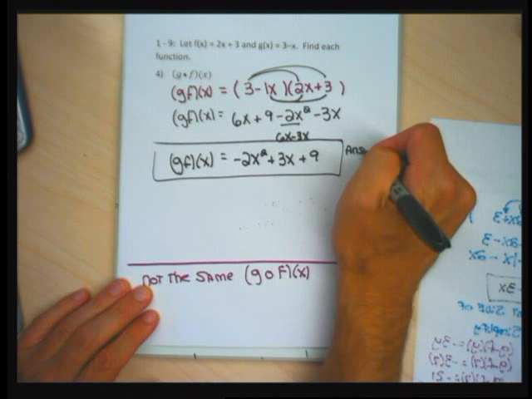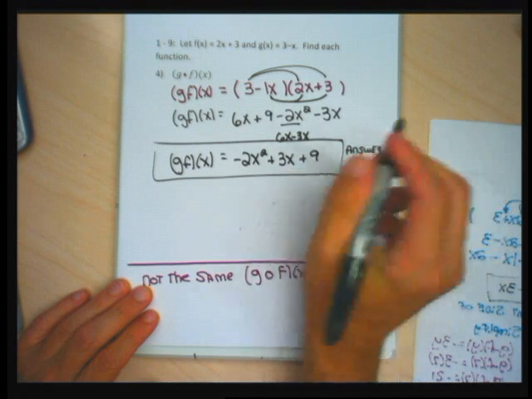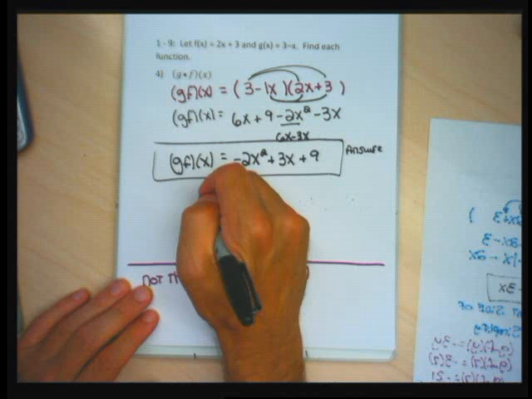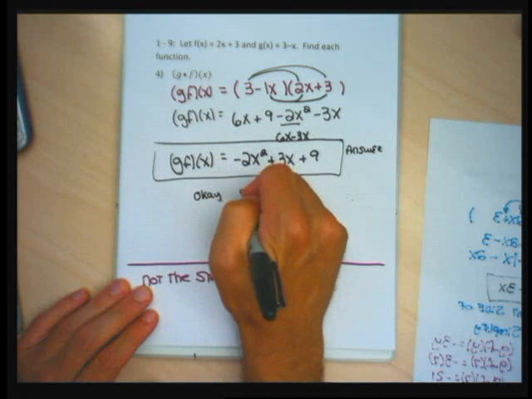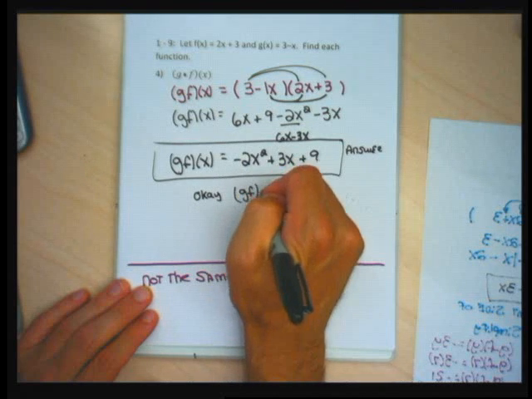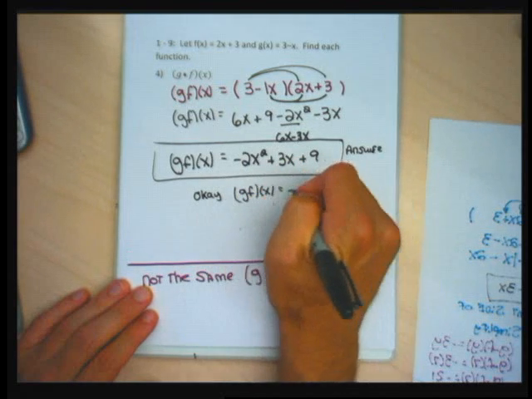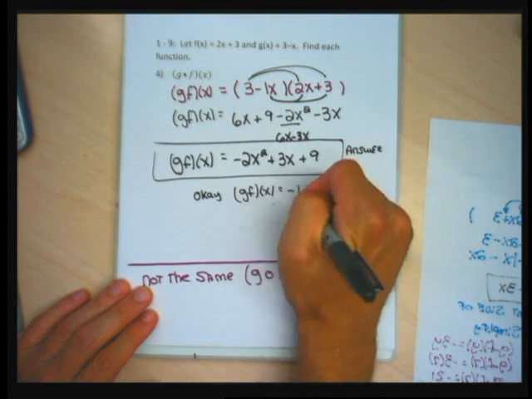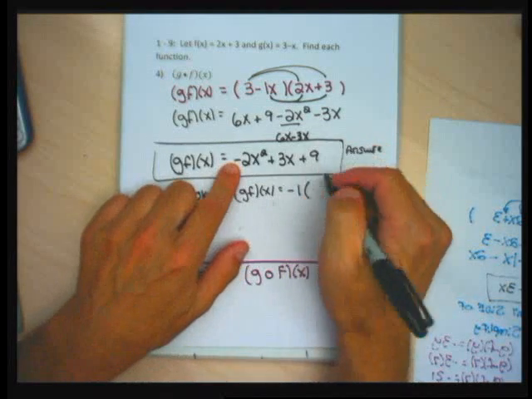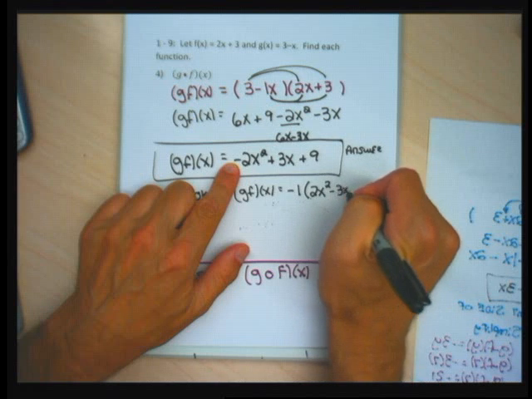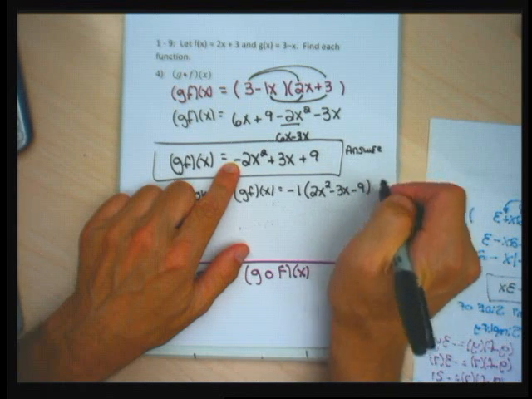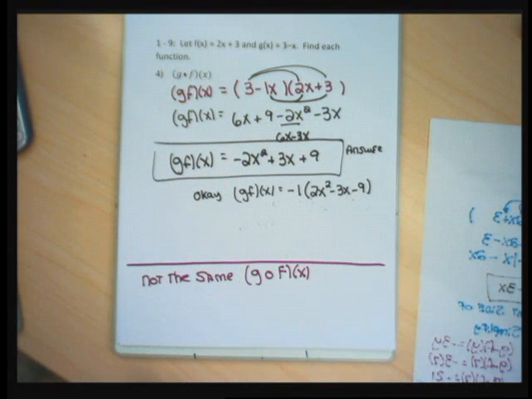If you really, really wanted to clean it up a little bit, you could definitely factor out a negative 1. It'd be okay, but usually, like I said, in multiplication, when we're dealing with multiplying functions, we usually don't do any factoring. But you could factor out a negative 1 because of the negative in front of the 2x squared. If you did that, you'd have to flip the signs in front of the 3x and the 9. That would also be completely okay for an answer.